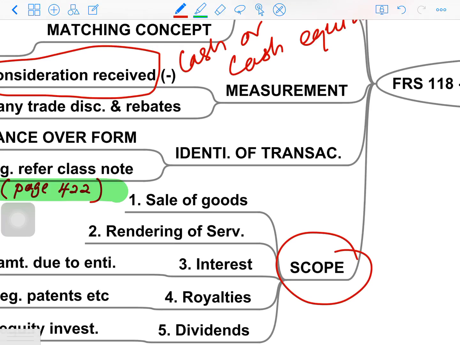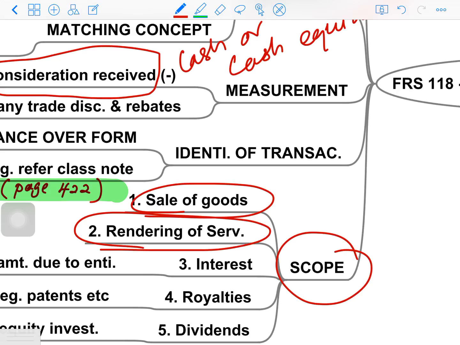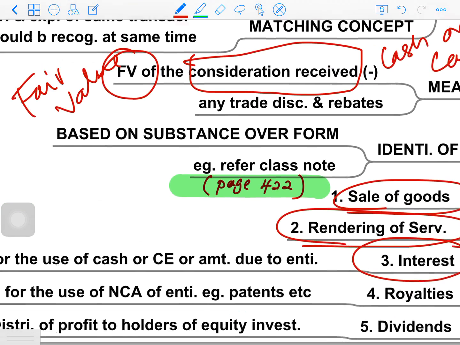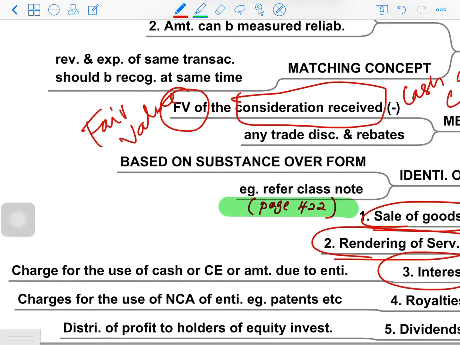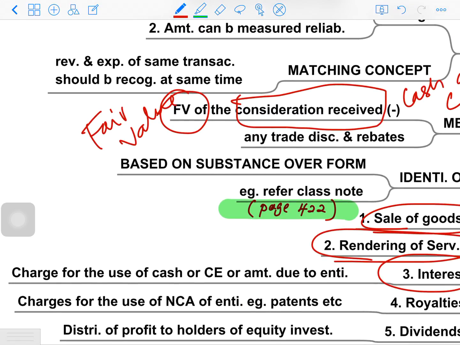Okay, so the scope of FRS 118 here is, what does FRS 118 covers? Revenue. In terms of revenue recognition ni, dia cover revenue recognition for sale of goods. They cover revenue recognition for rendering of services. And they cover revenue recognition for interest. What does interest mean? Interest is, it mentioned here, charge for the use of cash or cash equivalent or amount due to entity.